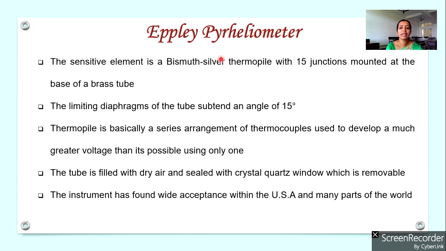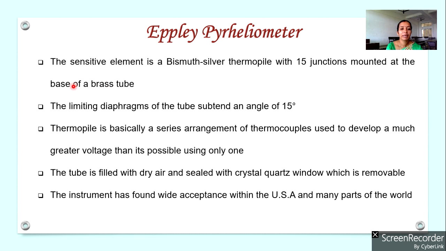So next one is the Eppley Pyrheliometer. In the Eppley Pyrheliometer, for the measurement, a bismuth silver thermopile is used, having 15 junctions. So measurement is done using a 15 junction bismuth silver thermopile, that is, there will be 15 thermocouple junctions here.